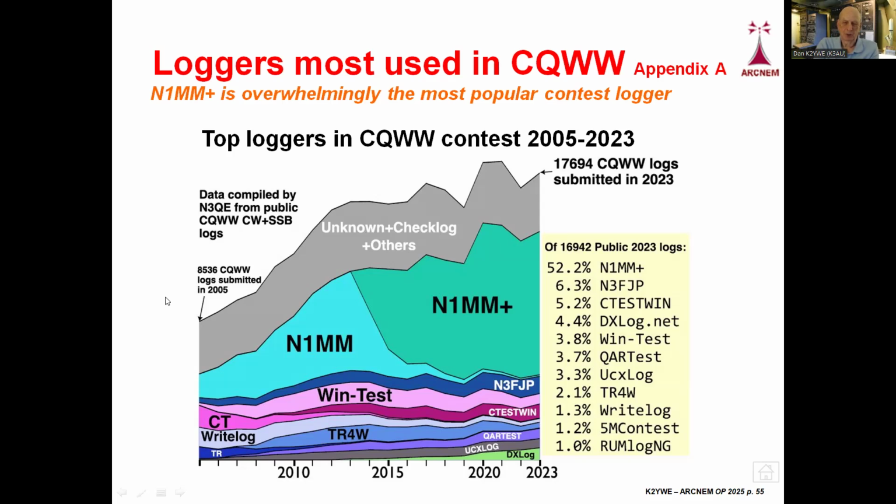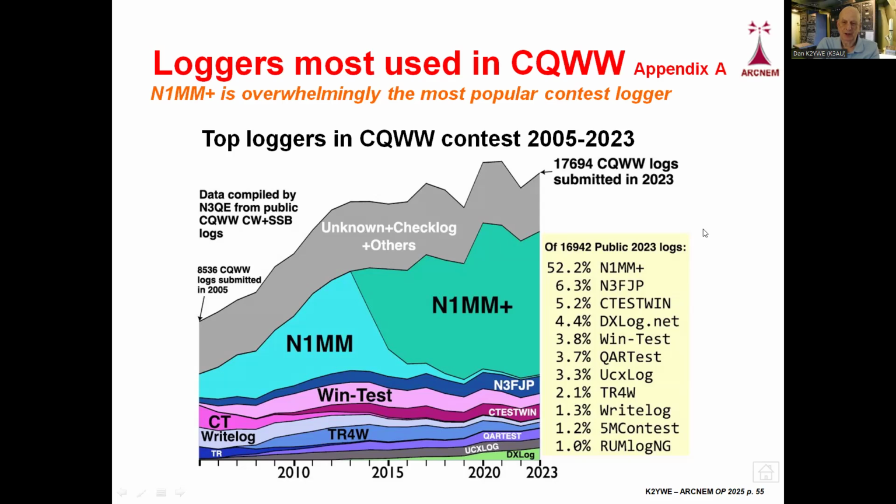But all that bluish green stuff is all N1MM, and you can see it's overwhelmingly number one. Back in 2005, CT hadn't really died yet. And incredibly, if you look at the chart here on the right, the thing in the yellow, 5% of the logs were CT win. Oh no, that's C-test win. That's a different program. Okay, sorry.